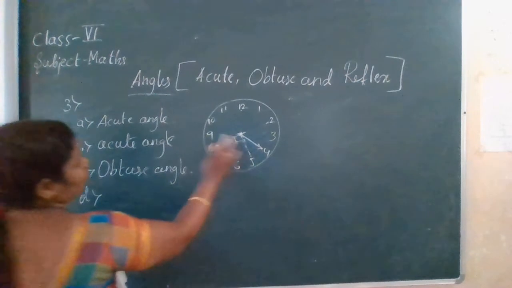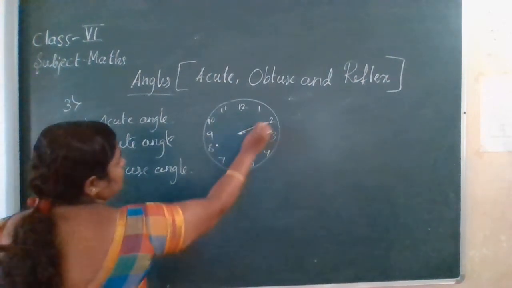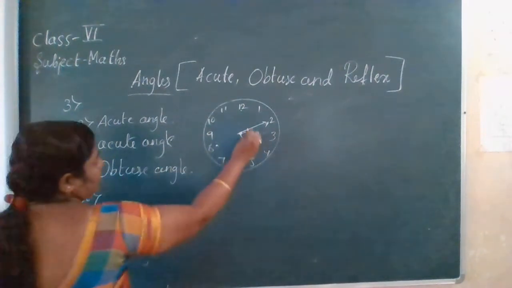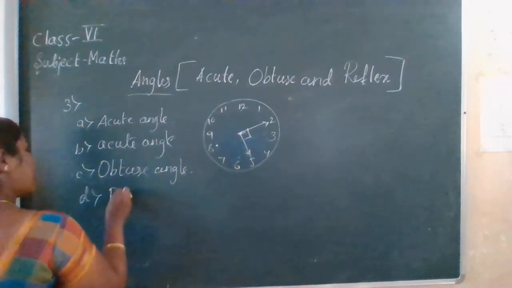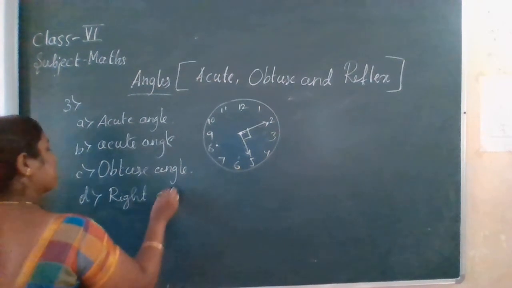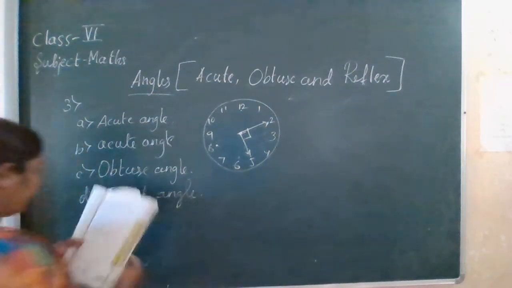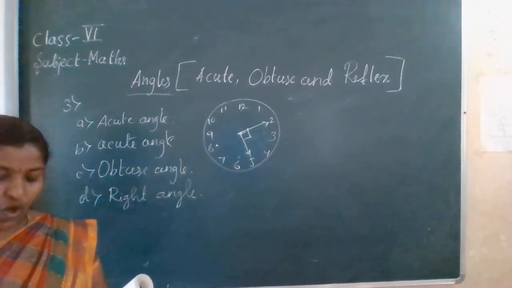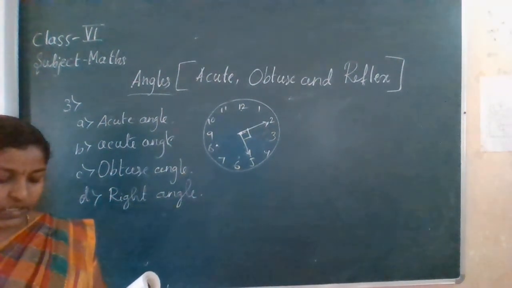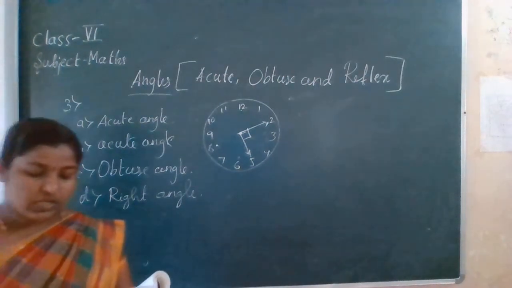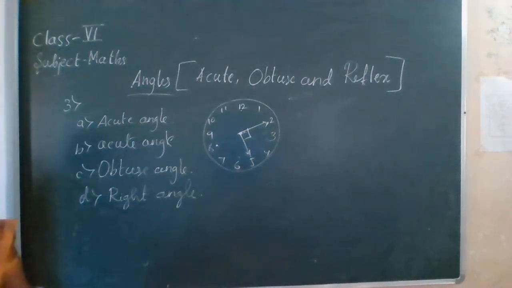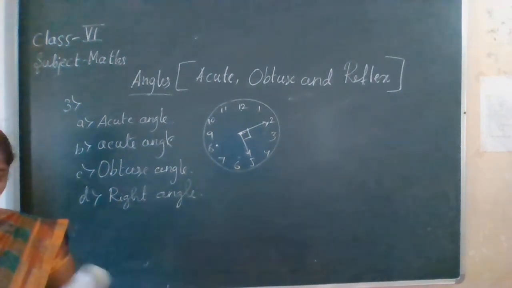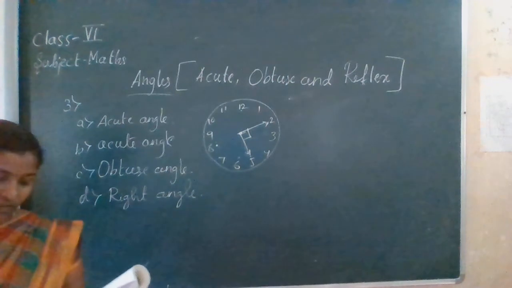D, from 2 to 5. 2 is here, 5 here. Which type of angle is this? This is a right angle. Take 5 different shapes with corners. Name the corners, examine them with your tester and tabulate your result for each of these. You have to do this as an activity.